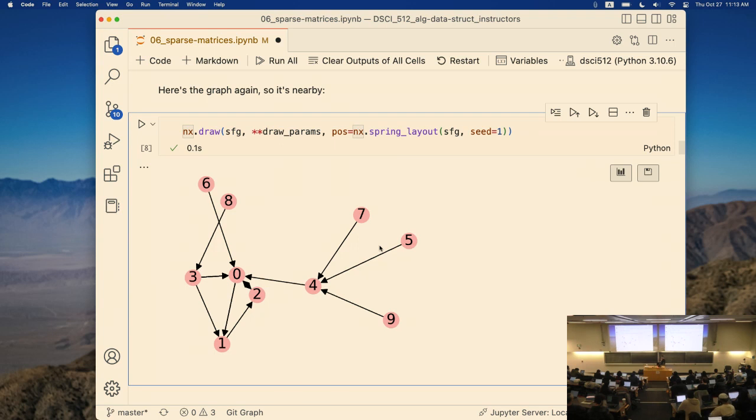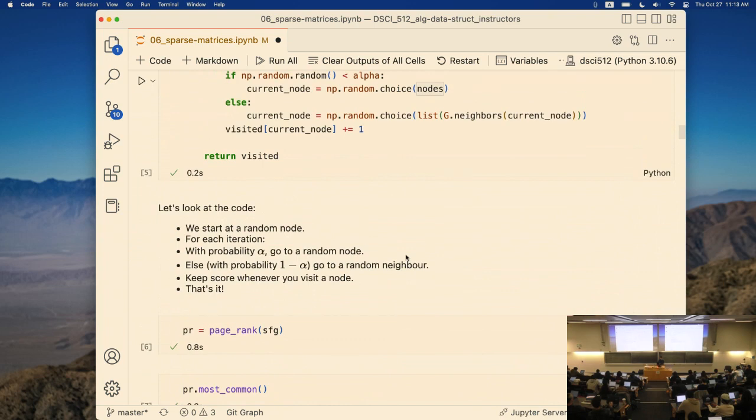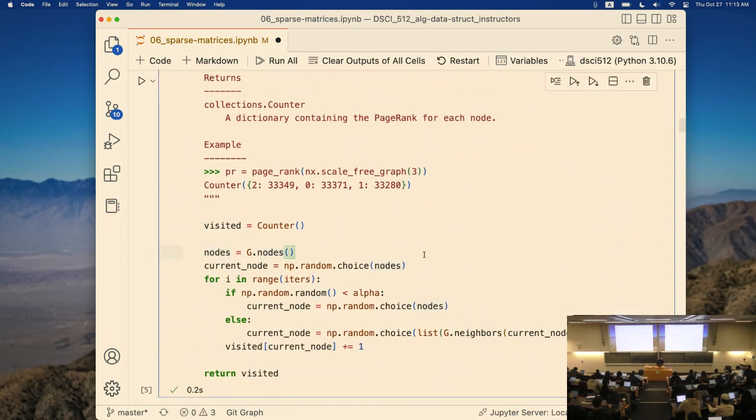Exactly. For node 4, no information can propagate from this part of the graph over to this part of the graph, because it only goes from 4 to 0. However, for 2, for example, we have this bidirectionality, we have this other edge, so information can flow more easily using node 2 compared to node 4. Okay, let me bring back the code. Any questions about the code here and the algorithm in general?